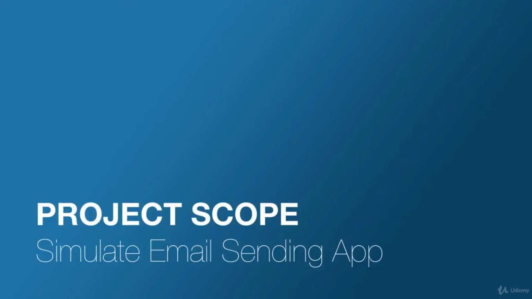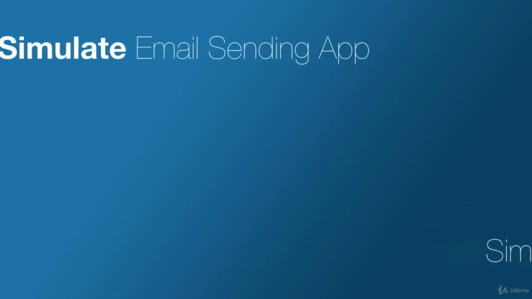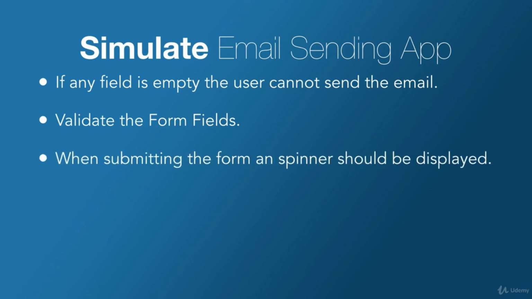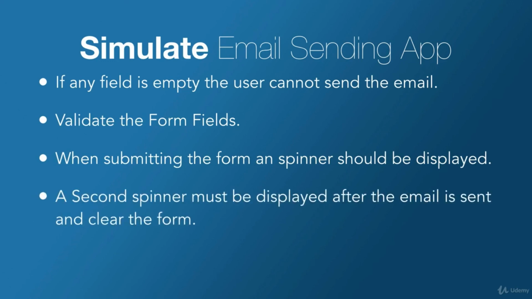So let's review the project scope for the project. You can see we have this called simulate email sending app. So we're going to open this, and we're going to see the features. If any of the fields is empty, the user cannot send the email. We're going to validate the form fields also. And when submitting the form, a spinner is going to be displayed. A second spinner must be displayed after the email is sent, and also it is going to clear the form. And finally, a reset button should be added into this form.